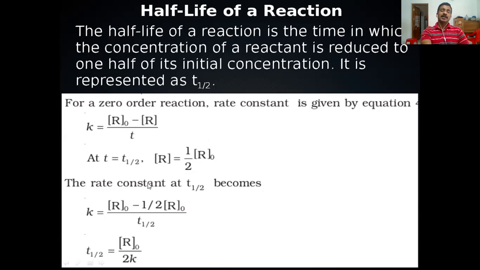Therefore, the rate constant at T half becomes K is equal to R0 minus half R0 by T half. R0 minus half R0 is half R0, so half R0 by T half. Or T half is equal to R0 by 2K. It is the equation to find out half-life period of a zero order reaction. If you want to find out half-life period of a zero order reaction, you should know the rate constant.